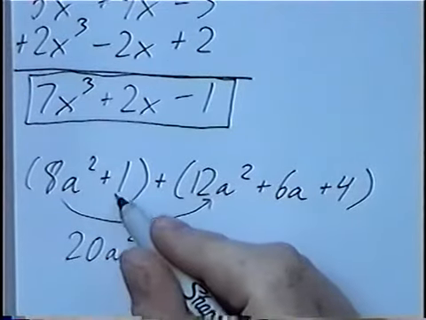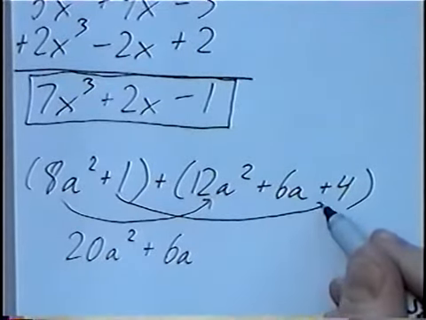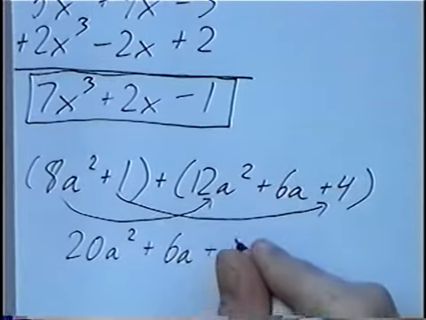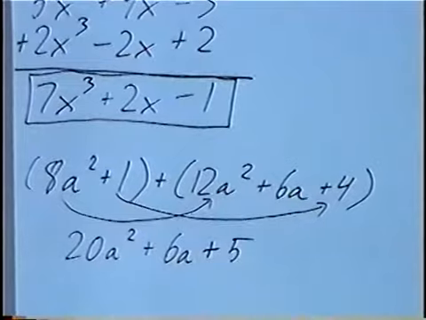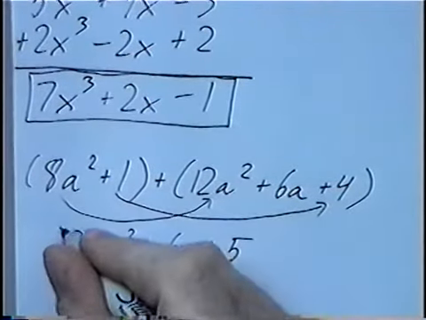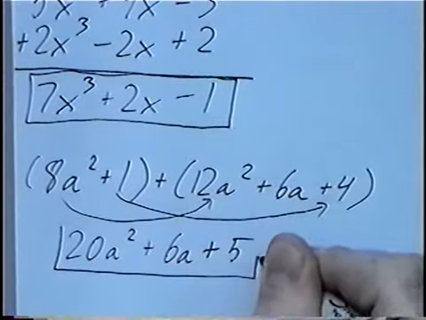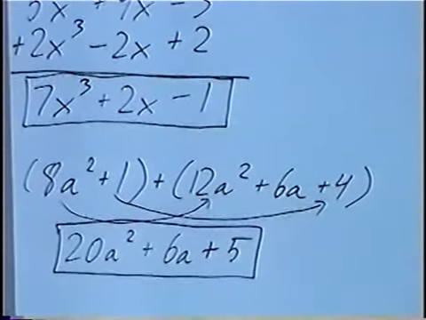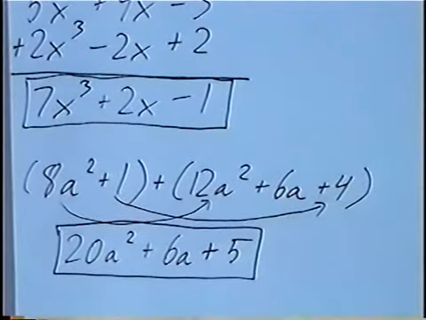And the last numbers that we can add are the constants or single numbers. 1 plus 4 would be 5. The answers we want written in standard form, which, if you remember, are highest exponents to lowest exponents. So our final answer would be 20a squared plus 6a plus 5.